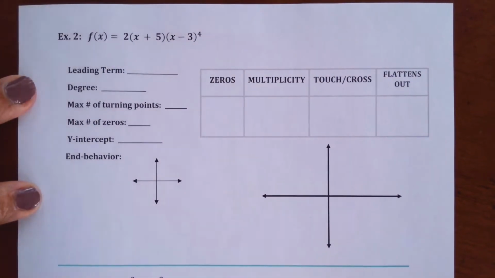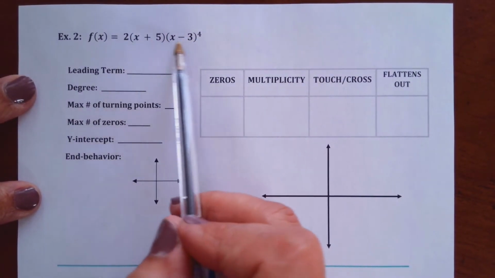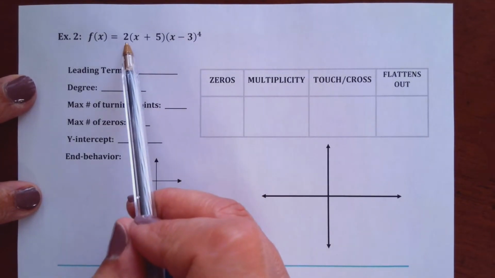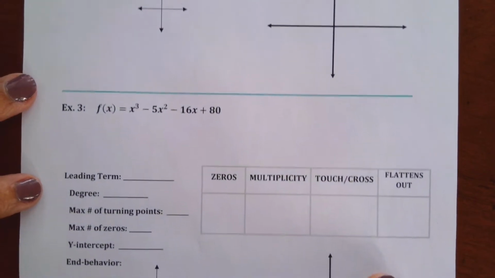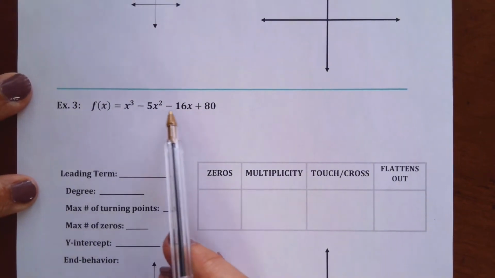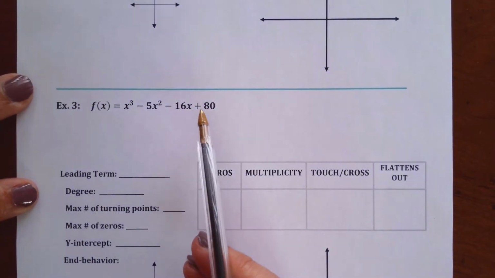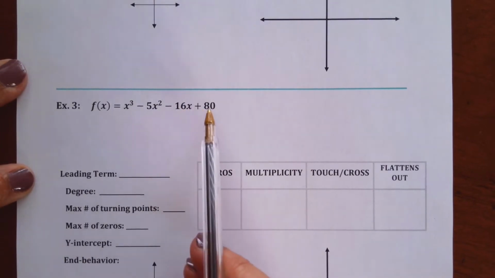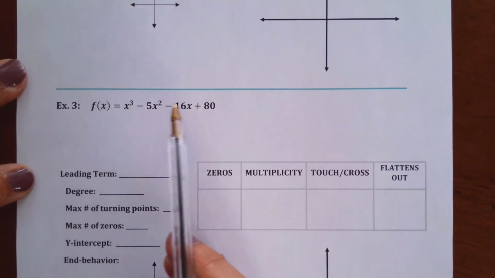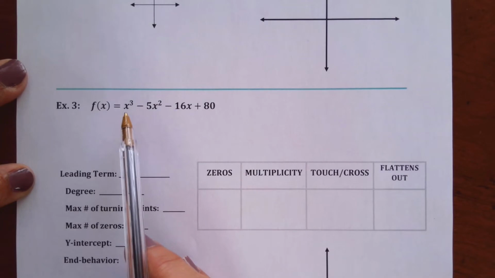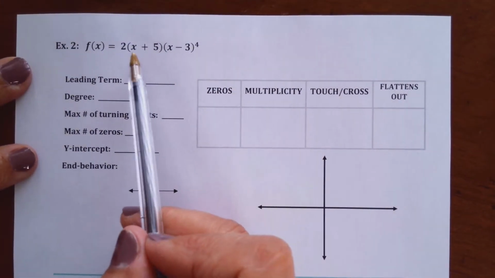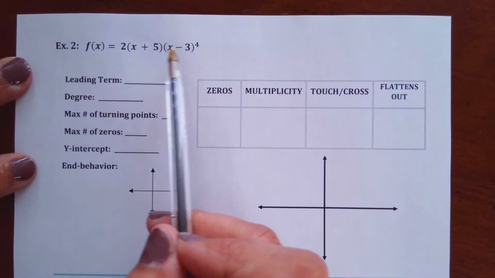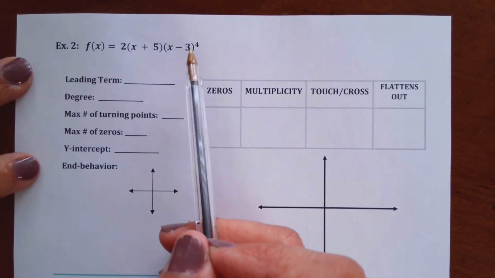All right, so in example 2, things are already factored out. You're either going to get a polynomial that's completely factored out, like this one, or if you look at example 3, you're going to get a polynomial that's not factored out. When you have it this way, the leading coefficient and the y-intercepts are easy to find. When you have it this way, remember we did this back in section 1, you have to figure out what would be the leading term if you multiplied all this out.